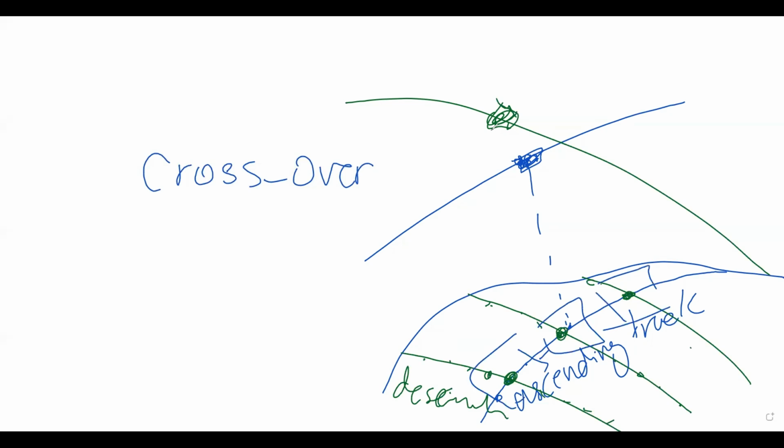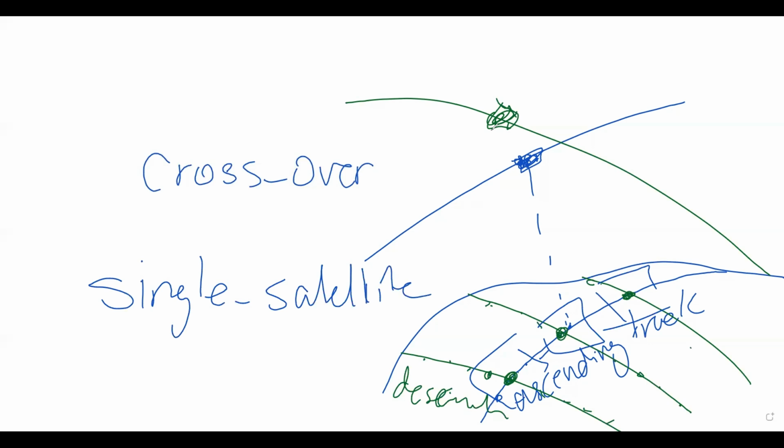Then we need to compute the crossover. We will discuss this later. This type of crossover, where I have one satellite, and the ascending track and descending track collide each other, is called single satellite crossover. Single satellite means only one satellite.